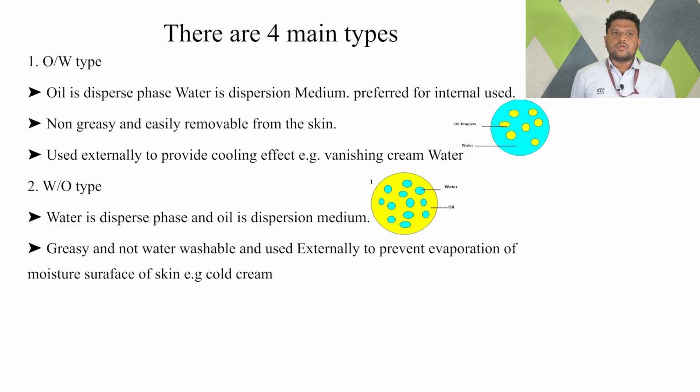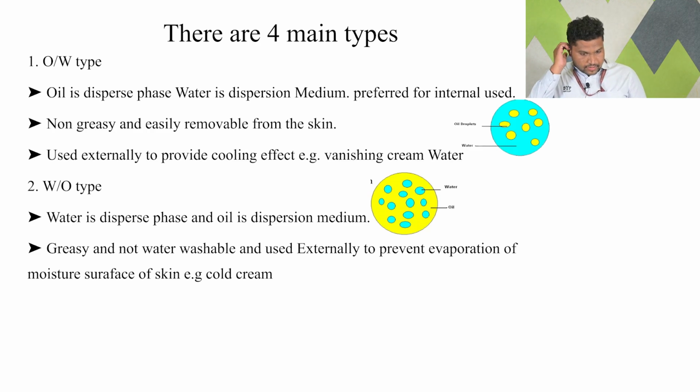Greasy and not water washable. Okay, this is different from the oil in water type of emulsion. Due to the maximum amount of oil present in the water in oil type of emulsion, they are greasy, and they prevent evaporation of moisture from the skin. Whenever you apply them on your skin, they hold the moisture content in your skin and resist its evaporation. An example is a cold cream.